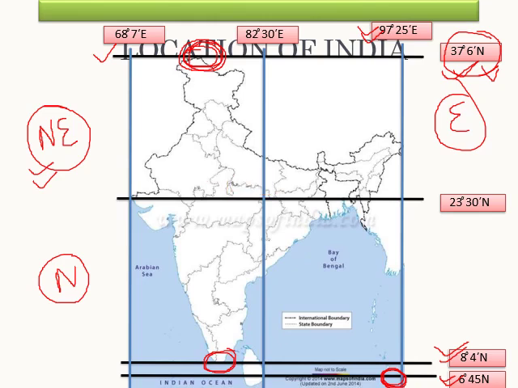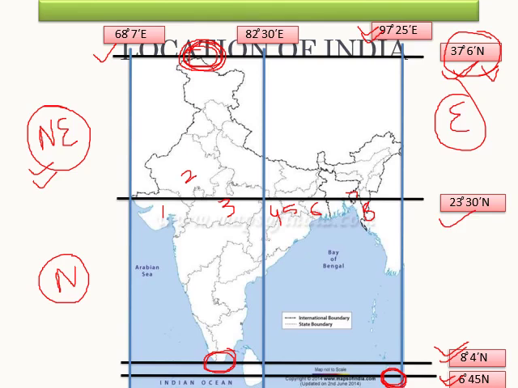So let me tell you, first one is Gujarat, second one is Rajasthan, third one is Madhya Pradesh, fourth one is Chhattisgarh, not UP, fifth one is Jharkhand, sixth one is West Bengal, seventh one is Tripura located here, and eighth one is Mizoram located here. So these are the 8 states from which the Tropic of Cancer passes, which is also the 23 and a half or 23 degree 30 minutes north latitude line. It divides India into northern India and southern India, and it passes through 8 states in India.